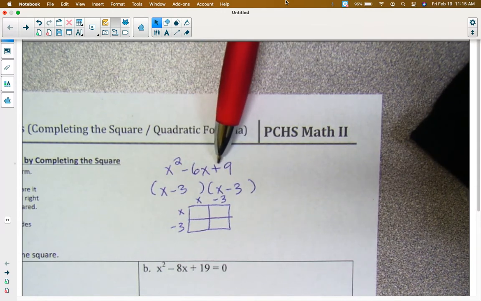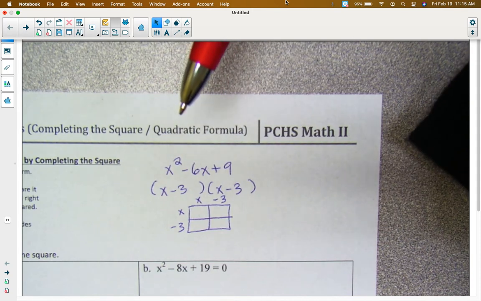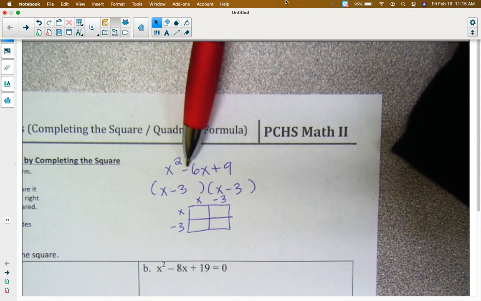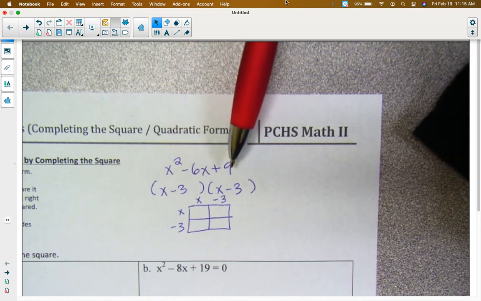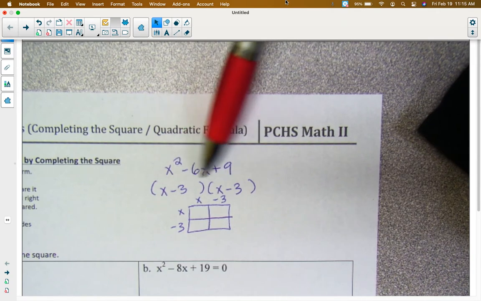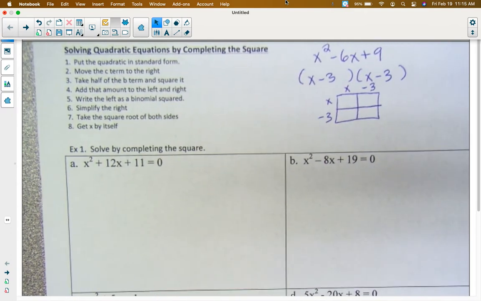So your 2 steps, and we're going to work out some problems, so don't worry if you don't get it verbally. Your 2 steps to completing the square are to take half of this number and square it. So half of this number is negative 3, and negative 3 squared gives us 9. So we have made it a perfect square number, a perfect square trinomial. So now let's solve some problems. And let me put the 8 steps in viewing range for us.